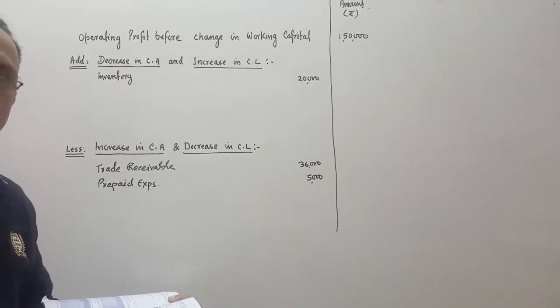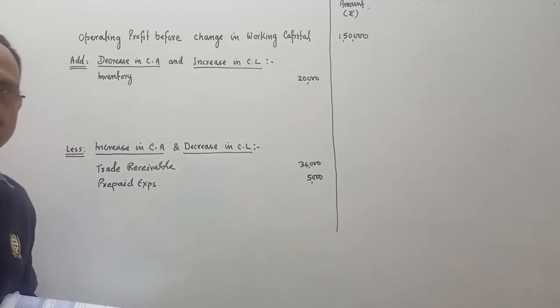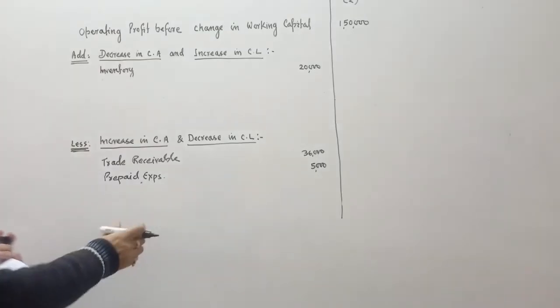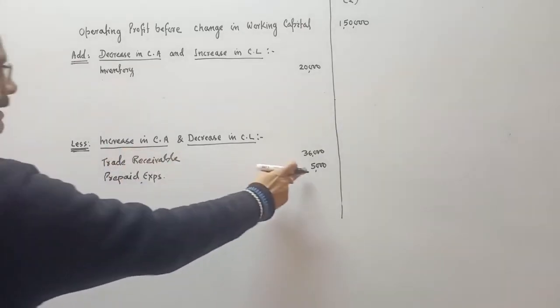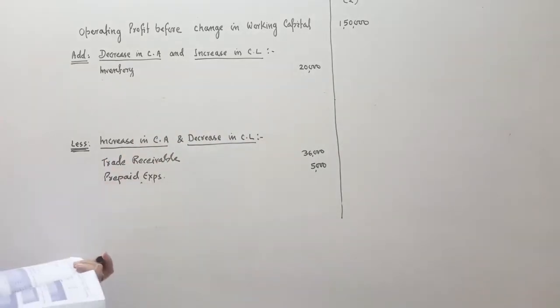Next is accrued income. Accrued income is also a current asset. Income earned but not yet received is called accrued income. So prepaid expense is clear. Here the prepaid expense is increased by 5,000, so an increase in current assets. Prepaid expense 5,000.